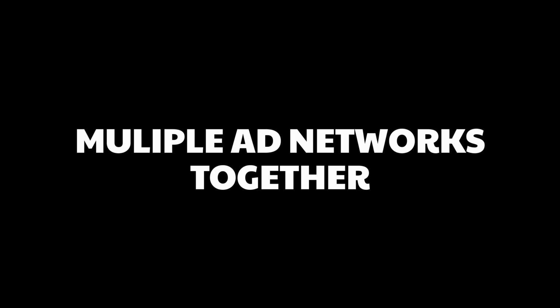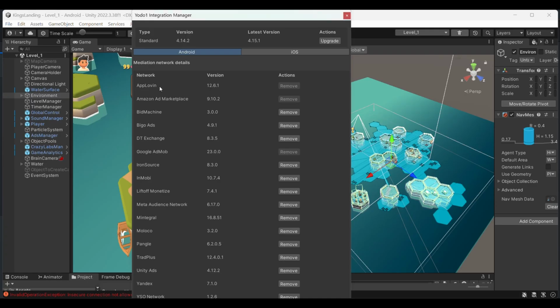Multi-ad networks working together. MAS connects to your AdMob, Facebook Audience Network, Unity Ads, Vungle, and others automatically. Instead of relying on one network's inventory, you get competitive bidding between multiple networks, which explains the higher eCPM.